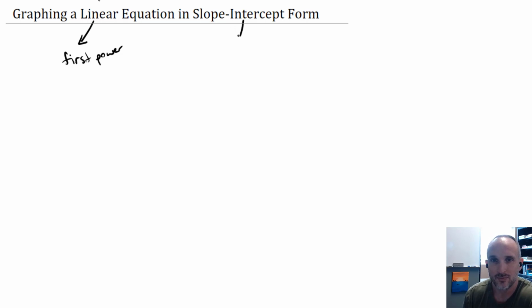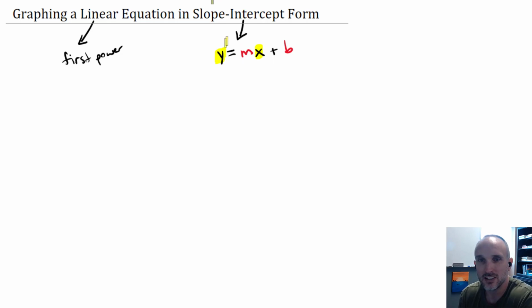Slope-intercept form is this form of an equation in two variables: y equals some number m times the variable x plus some number b. All right. And so y and x here are the variables. And when you've got an equation that has two variables, you can see, by the way, that these are both raised to the first power.